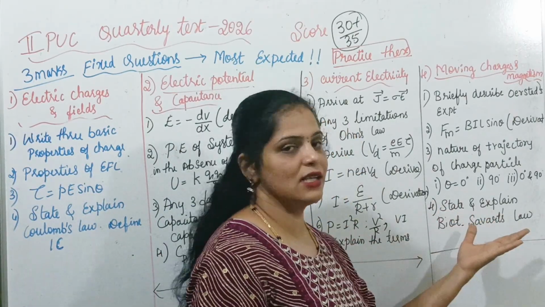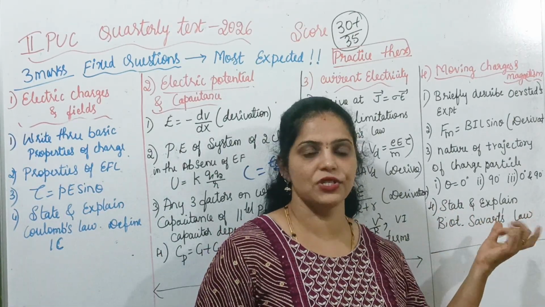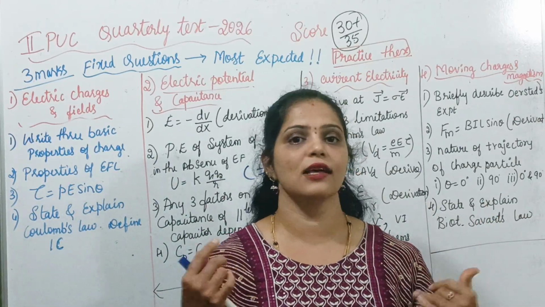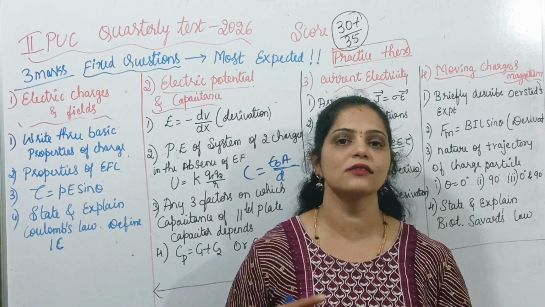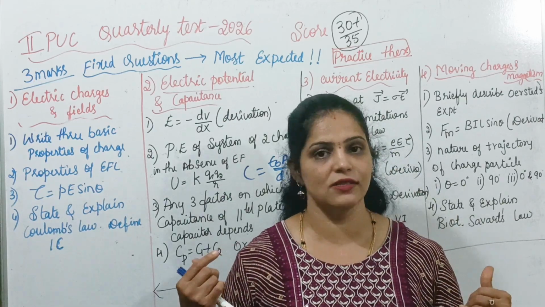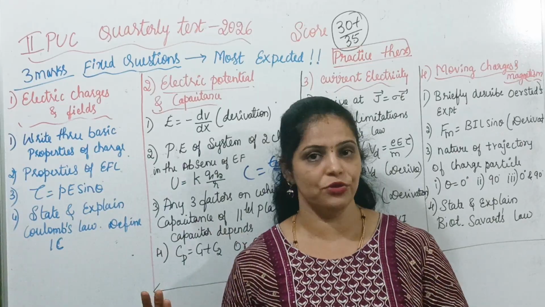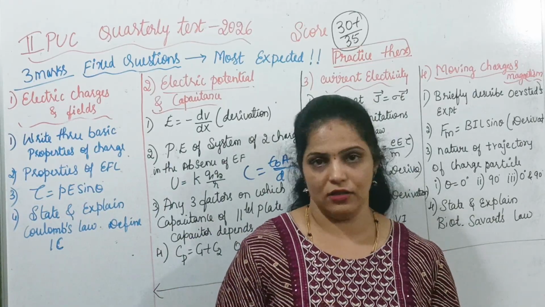State and explain Biot-Savart's law. It is one of the very important questions, and deriving based on this is asked for 5 marks. So like this, I have listed a few questions for 3 marks. Please do practice these questions and don't just depend on these questions. Along with this, you have to go through textbooks or your class workbook.